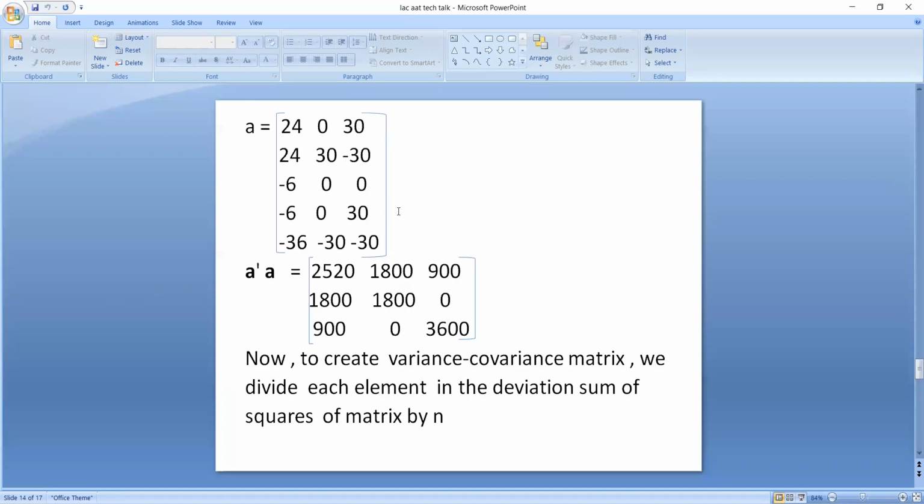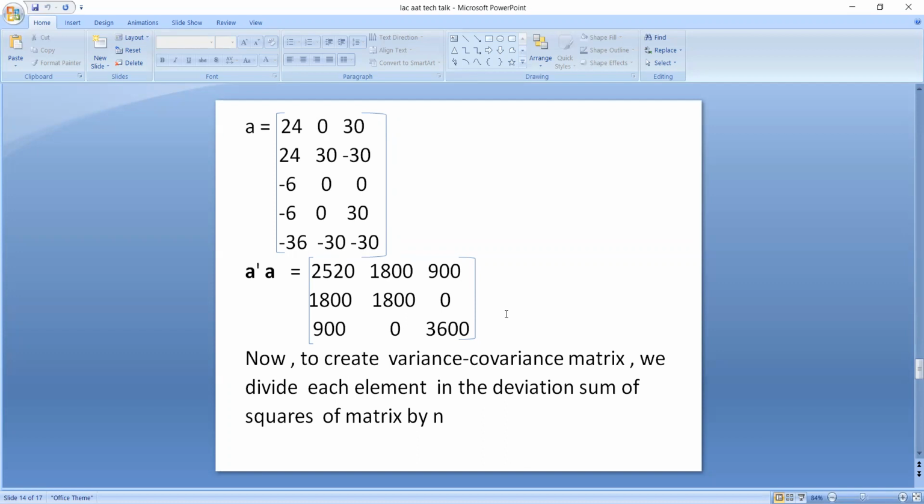After obtaining the small a matrix, we have to get a dash a, meaning the multiplication of the transpose of a with a. After getting that, we will get the matrix in this form. The multiplication is based on the orders of the matrices.